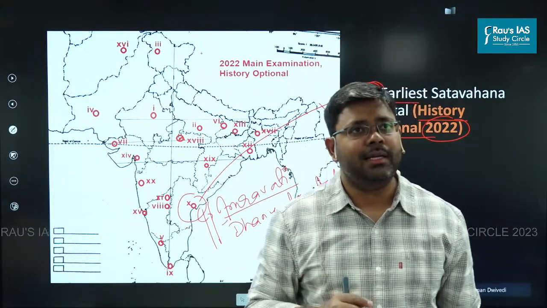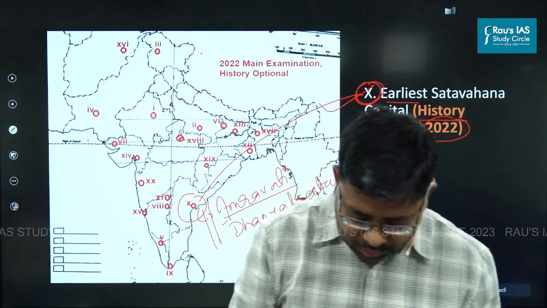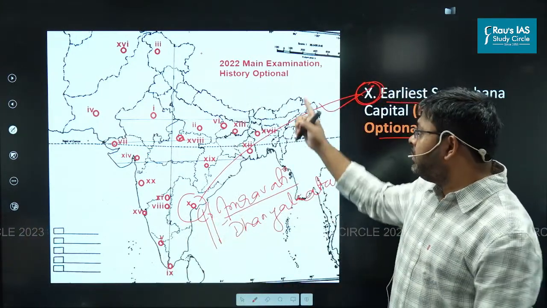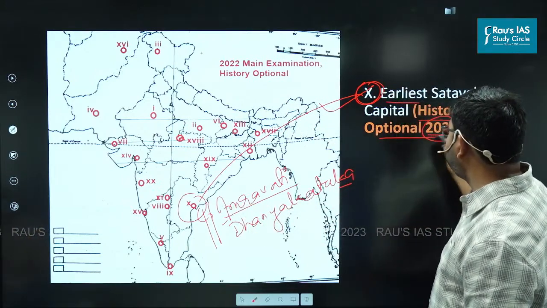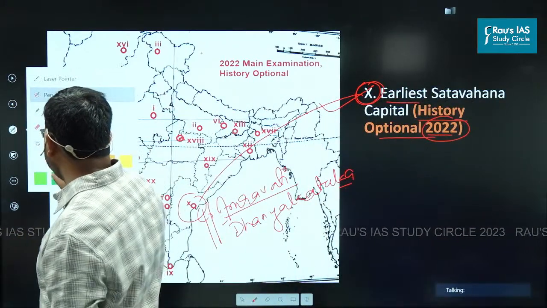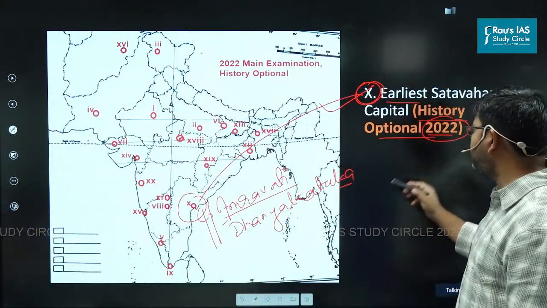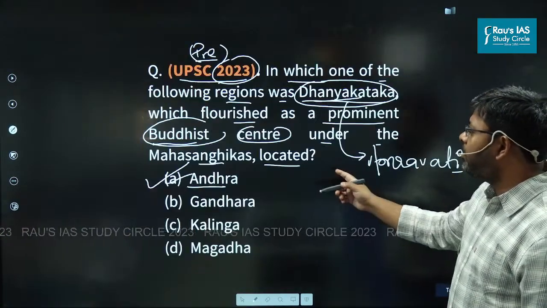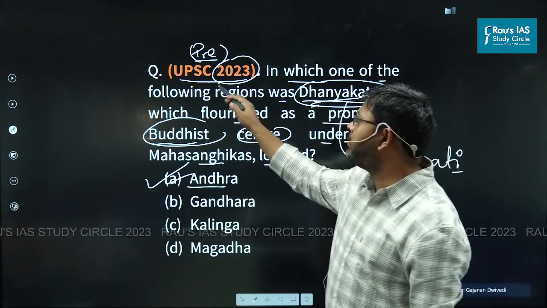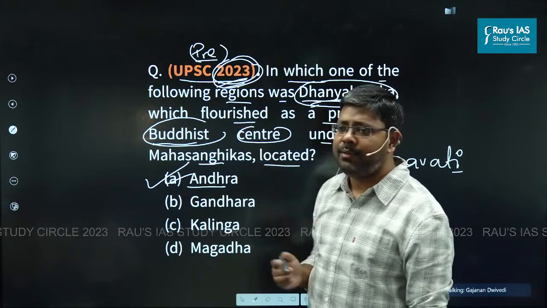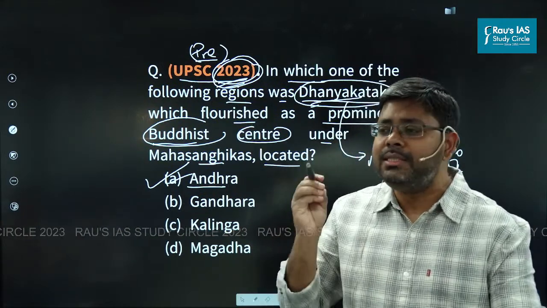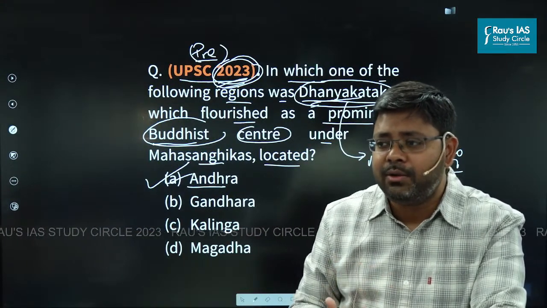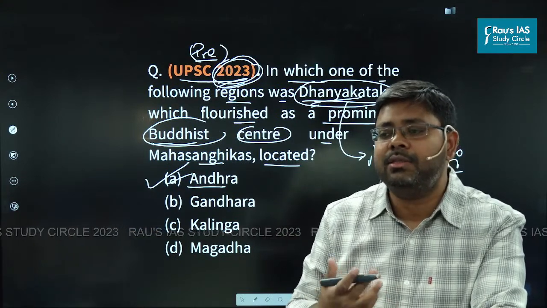Correct? Online candidates, any questions you have, put them in the chat box. I'll take something more. But before that, don't you think that this question about Amaravati was asked in history optional map work in 2022? And this question about Amaravati or Dhanyakatak was asked by UPSC in 2023 prelims. Don't you think even the UPSC GS part is taking a clue from history optional? And when you prepare for history optional, it becomes super easy to face your GS paper, correct?